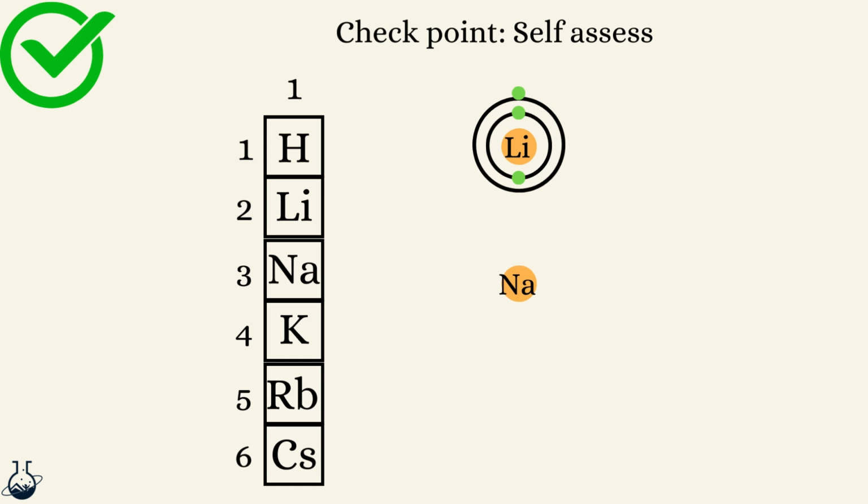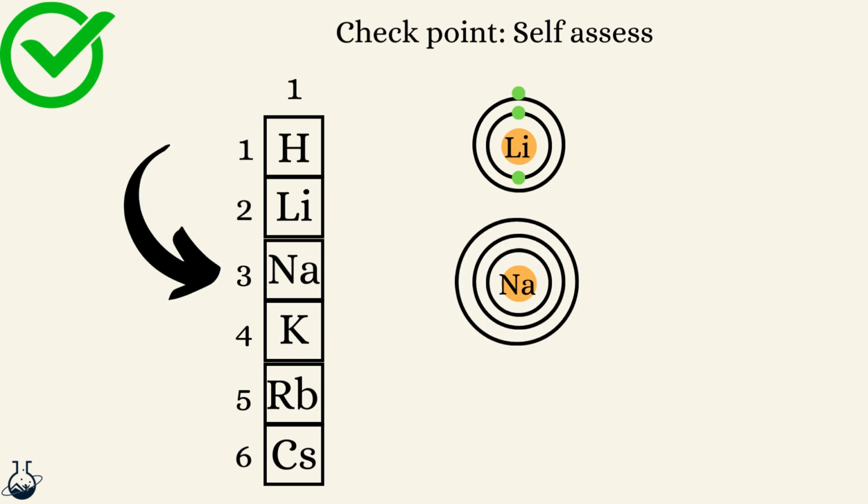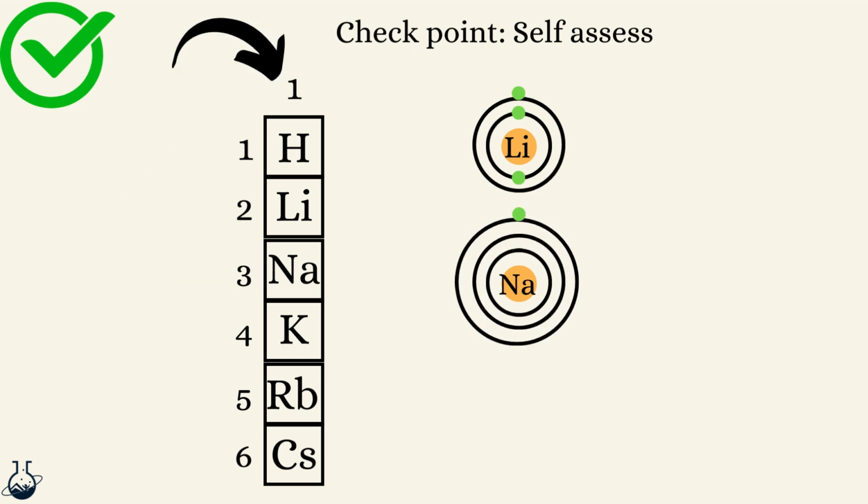Starting with sodium. It's in period 3, so I need 3 shells. It's in group 1, so I add 1 electron to the valence shell. Following the 2-8-8 rule to fill up the other shells, I have my completed atom here.